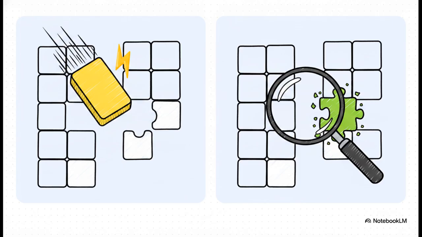Best fit, on the other hand, searches the entire list of free spaces to find the tightest possible squeeze, the block that will leave the absolute smallest amount of wasted space. This maximizes memory efficiency, right? But it slows down the system because it requires searching the whole list every single time. Plus, best fit often leaves behind tiny, practically unusable fragments of memory that we call slivers.